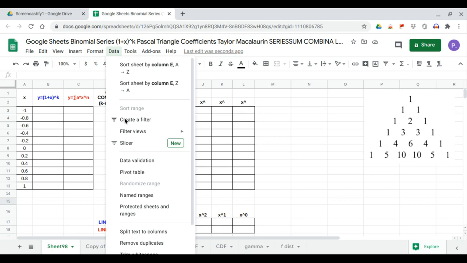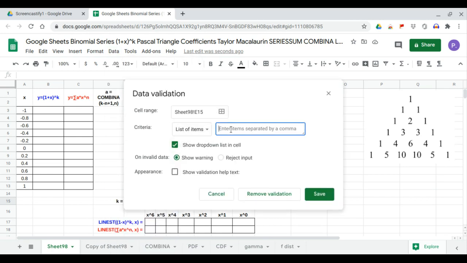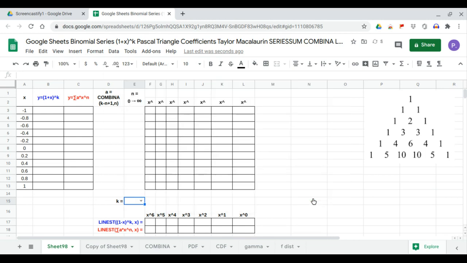So data validation, list of items 0 to 6. That's our k values from 0 to 6. So it's 3 here. And our binomial series, 1 plus x to the power k, is an array formula: 1 plus x to the power k.